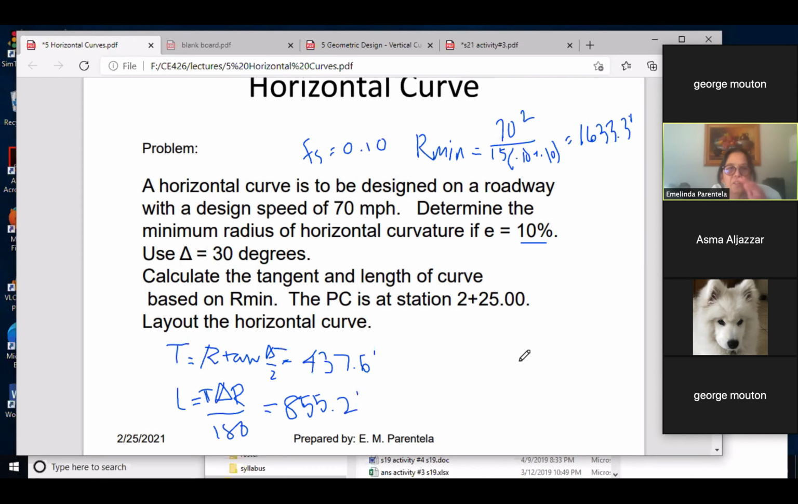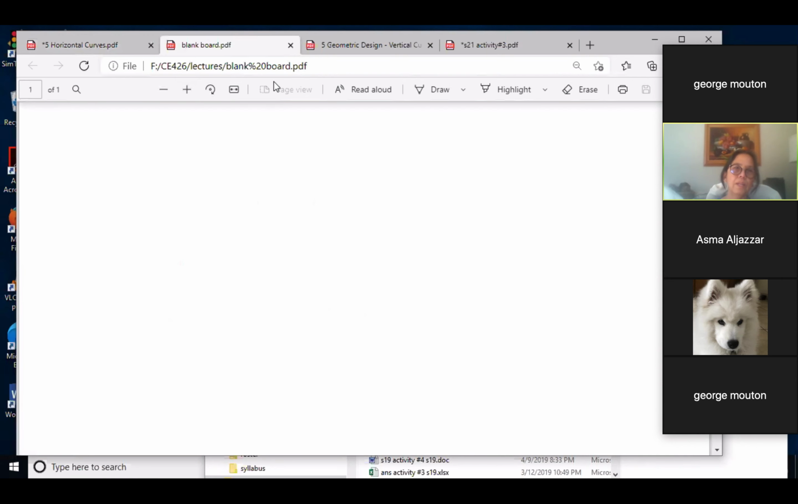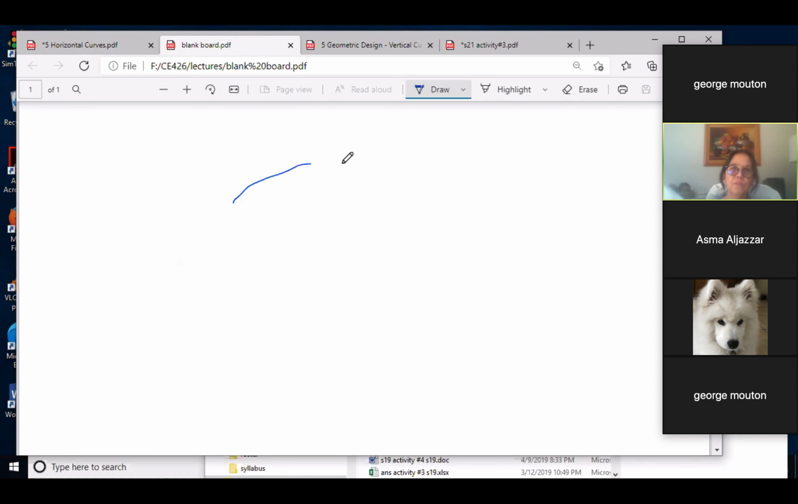Okay. So you have the values. So we have T, we have L, and we have R. Now we're asked to lay out the horizontal curve, and you're given the PC is at station 2 plus 25. So now you can draw your curve here. It's always a good practice to draw your curve just to make sure that you're representing them correctly.